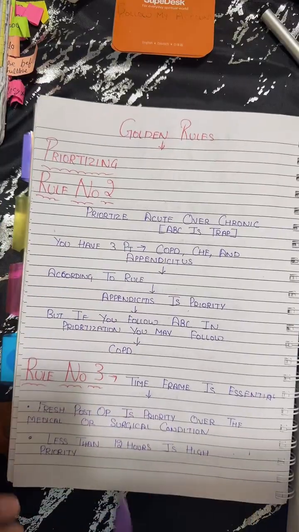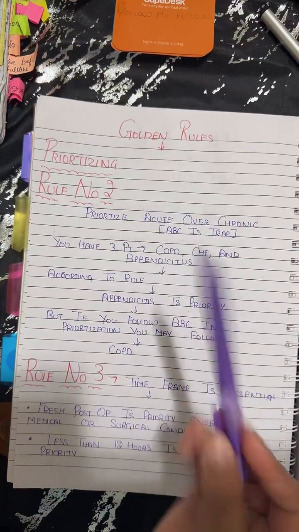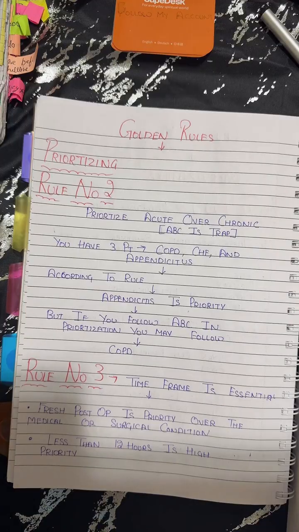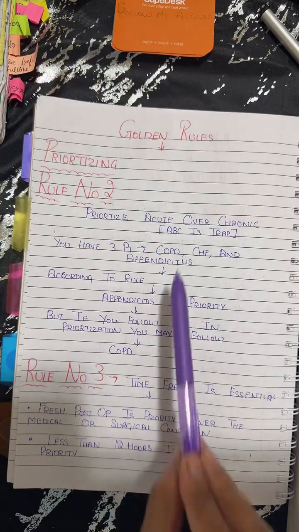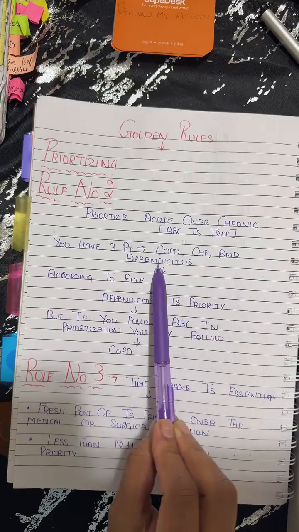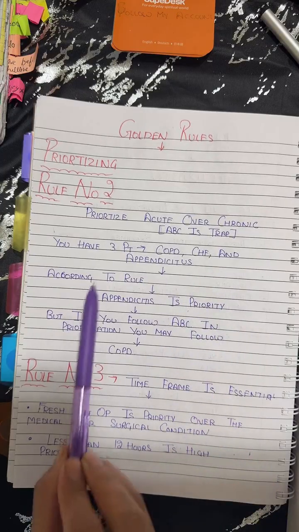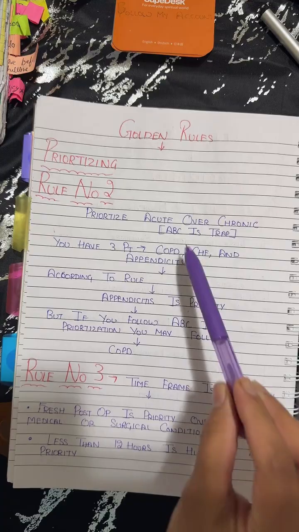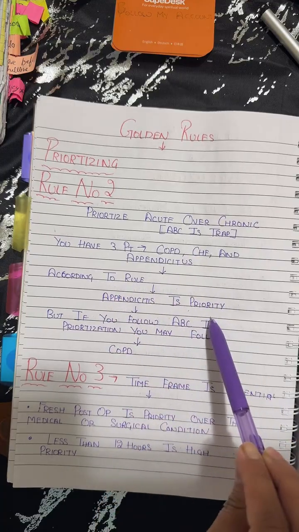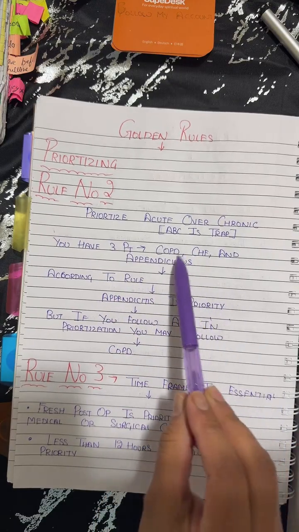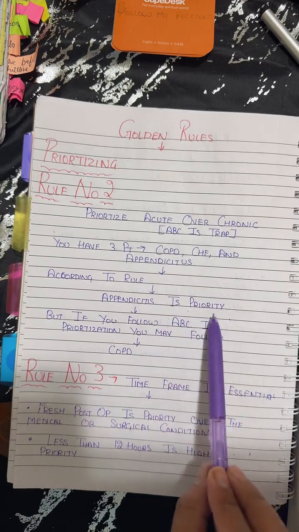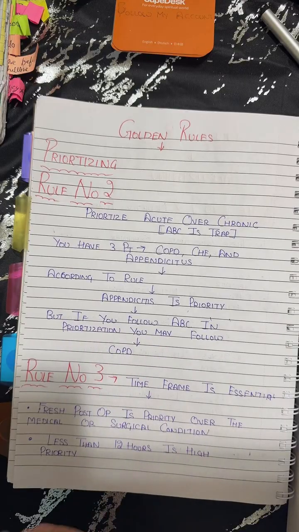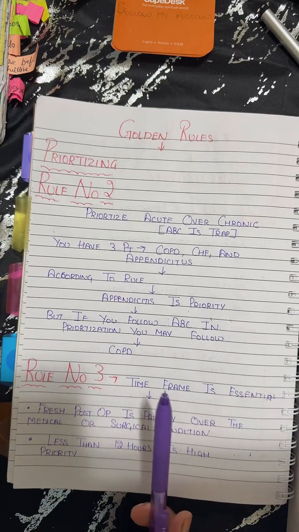Rule number 2. Prioritize acute over chronic. Always go for acute disease, not for chronic. ABC is a trap. You have 3 patients: COPD, chronic heart failure, and appendicitis. According to the rule, appendicitis is the priority, not COPD or chronic heart failure. But if you follow ABC in prioritization, then you may choose COPD.